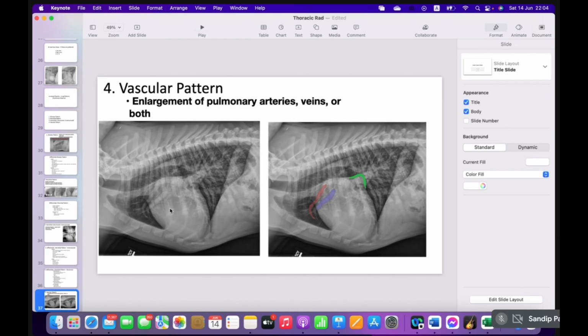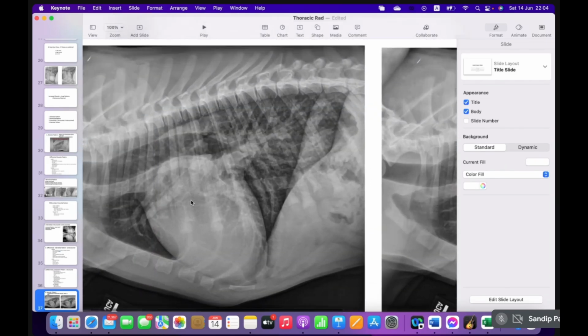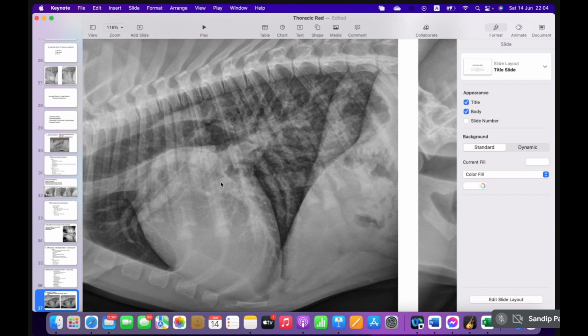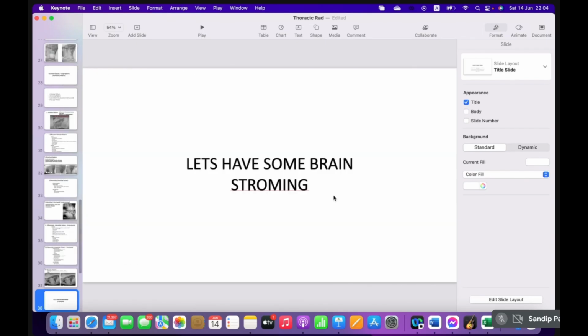So if we see right here, I hope it's visible. It's visible, right? So here, this is the supply. This is the artery supply, and this is the bronchus and the vein. So you can see it's really enlarged. The vessels are enlarged. So this is called the vascular pattern.